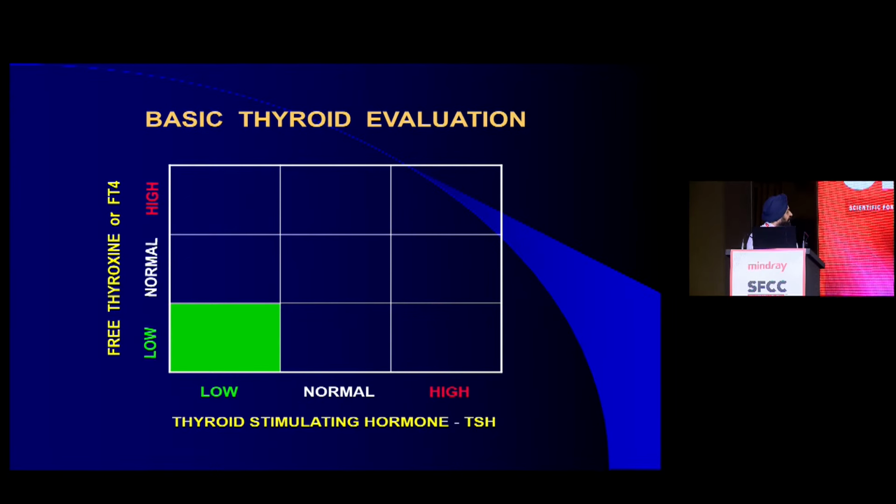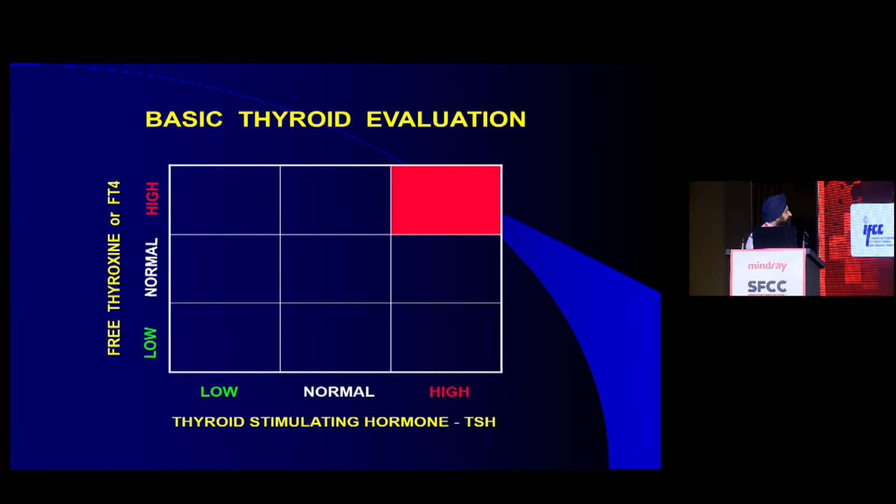TSH is low, FT4 is also low. Anybody? Yes, this is a case of secondary hypothyroidism. Both FT4 and TSH are elevated. This is the case of secondary hyperthyroidism.